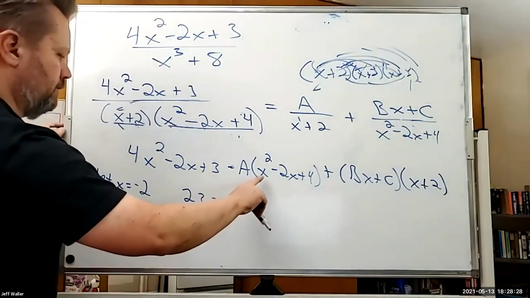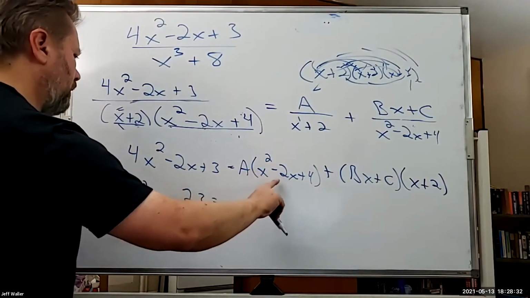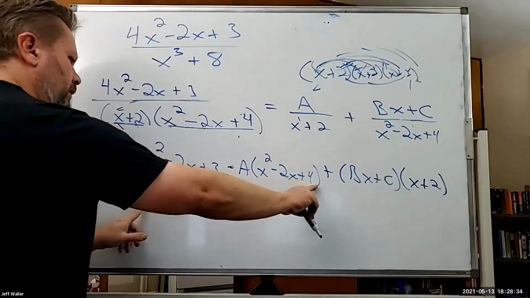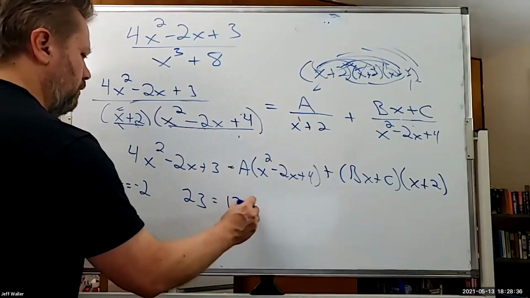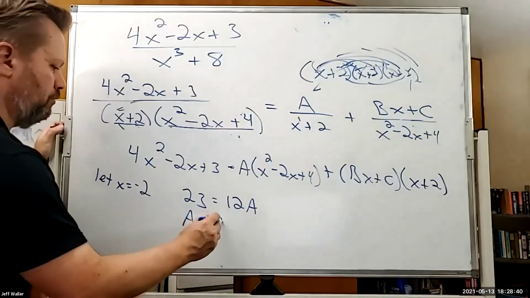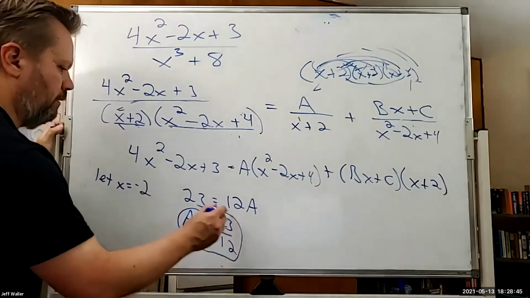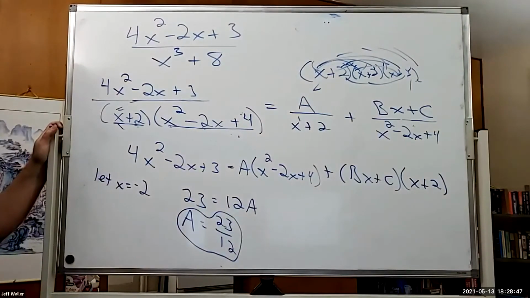And then here I get 4 plus 4 is 8 plus 4 is 12. And of course, that's all 0. So I get A is this beautiful 23 twelfths. Oh, A, you suck.